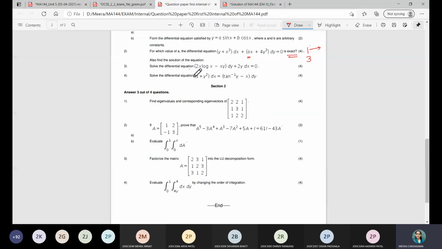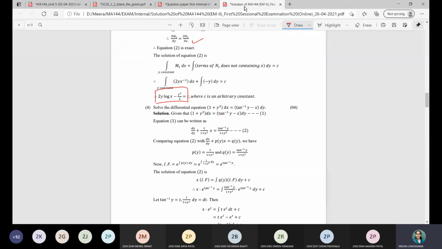Solve the equation. This corresponds to a linear differential equation, right? So this is the linear differential equation, which is of dx/dy type.